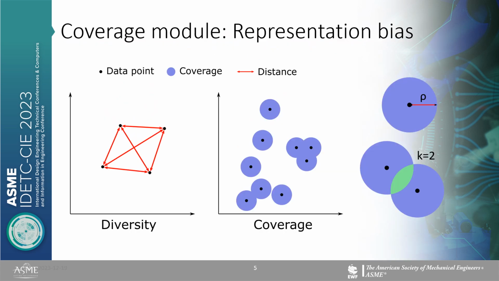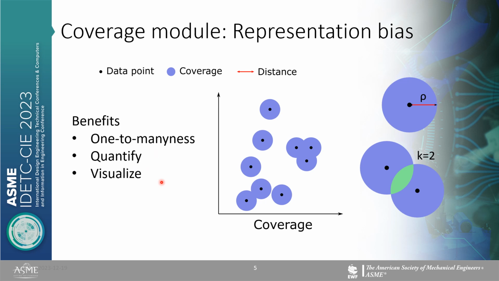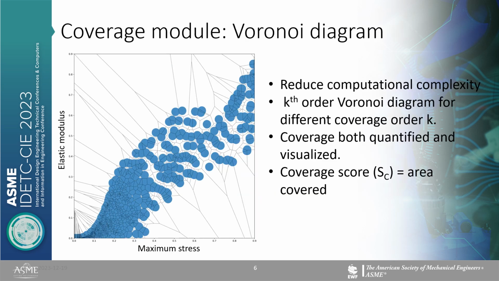To build the coverage module, we introduced to this domain the data coverage notion, where we can define a coverage radius rho and a coverage order k, compared with commonly used diversity metrics based on pairwise distance matrices. Data coverage can deal with one-to-many relationships. It can also quantify and visualize representation bias.